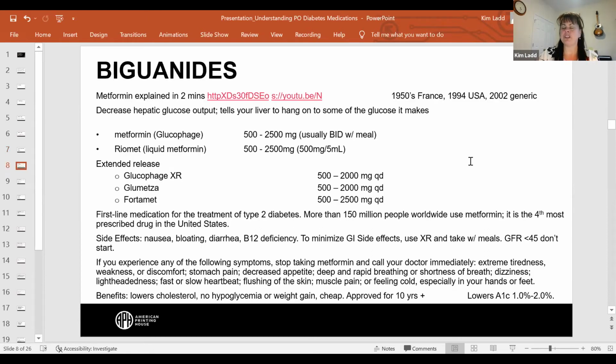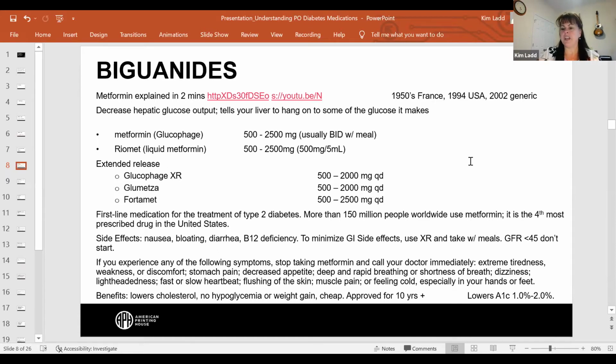All right, so the first classification group that I want to highlight is the biguanides. Now, there really is only one anymore, and it is known as metformin. I'm sure most of you have probably heard of this medication. It's also known as Glucophage. Metformin is the generic, and Glucophage is the brand name. There's also a liquid metformin, known as Riomet. Metformin pills are kind of big, so if you have problems swallowing them, you could ask for the liquid form.